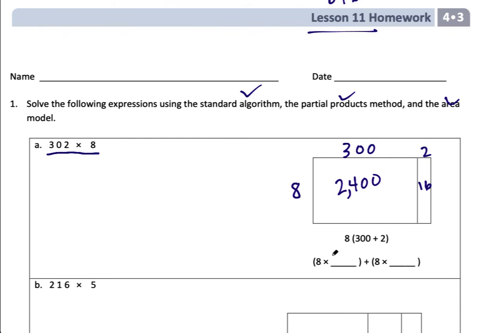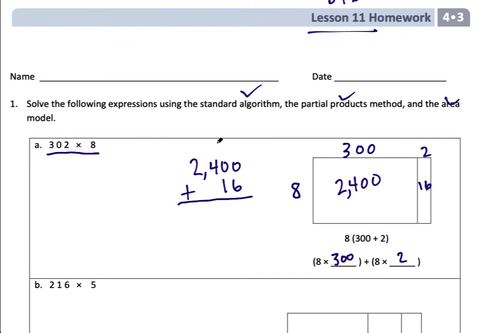And same thing here. 8 times 300. And then 8 times 2. This is the distributive property right here. Same thing. All right, let's just use the standard algorithm real quick. As soon as I add these up here, these will be my partial products, so that covers this method. So 2,400 plus 16. These are your partial products. Notice I only have 2 partial products because I just have 8 times 2 and then 8 times 300.